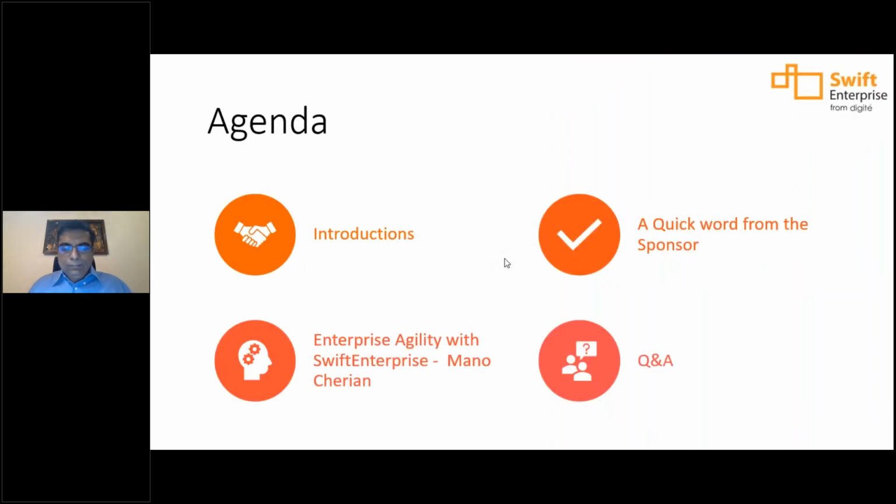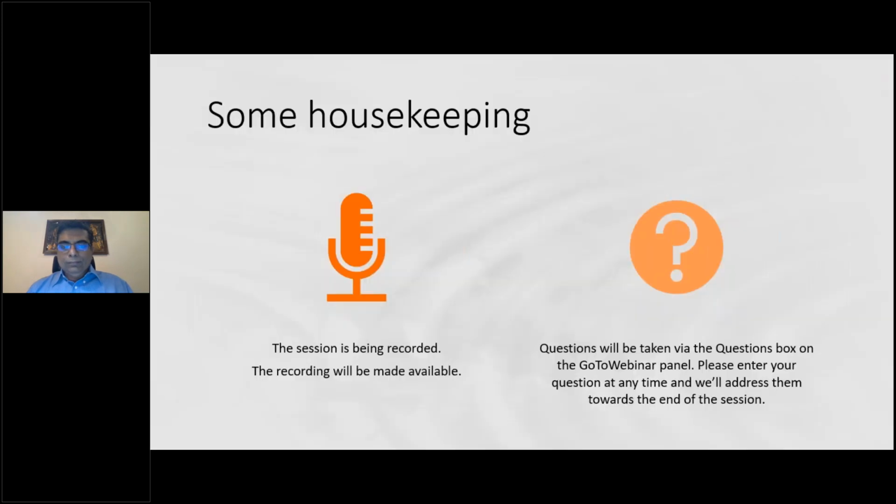So here's what we'll cover today. We'll do a quick set of introductions to both the presenter and the sponsor for today's webinar. And we'll move on to our topic for the day, Enterprise Agility with SwiftEnterprise by Manoj Cherian. The session is being recorded, and we will make the recording available.